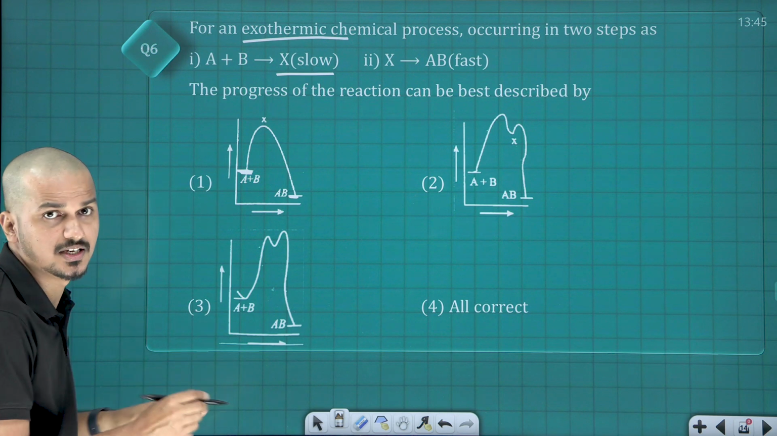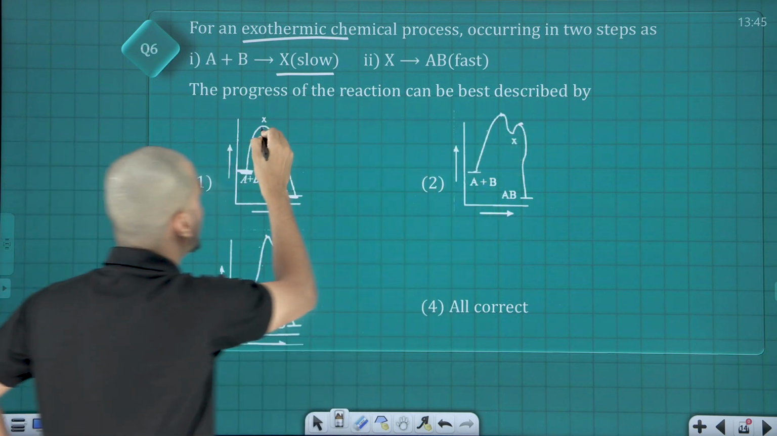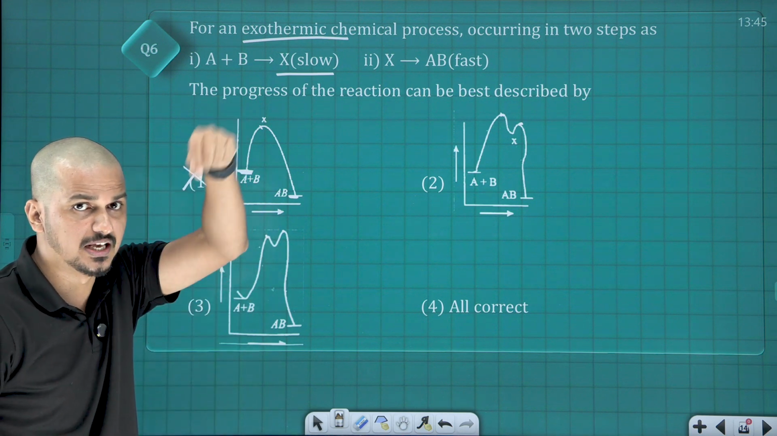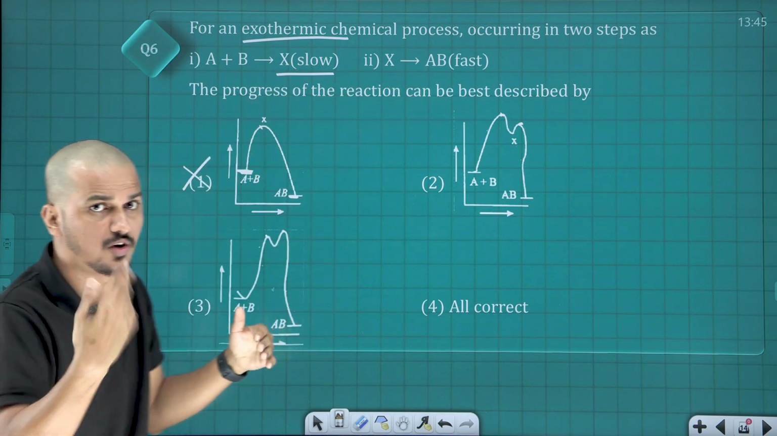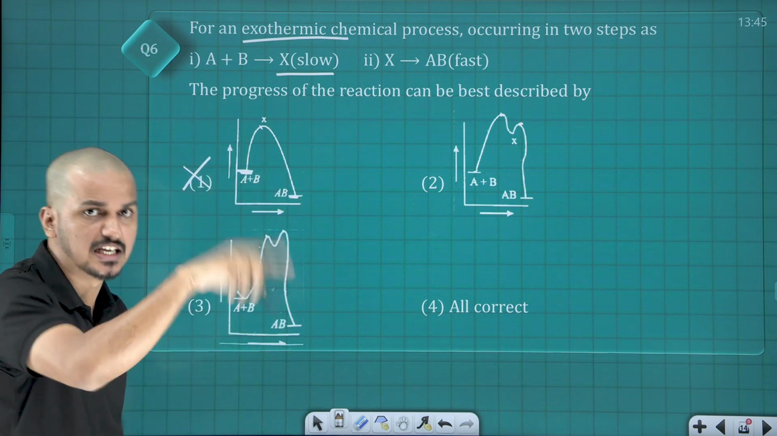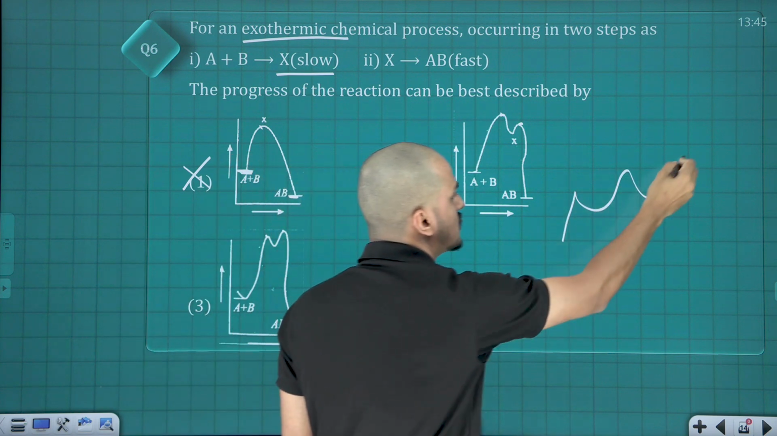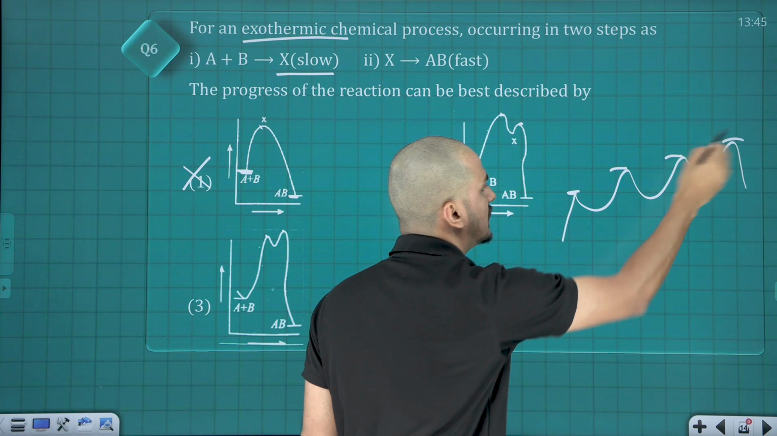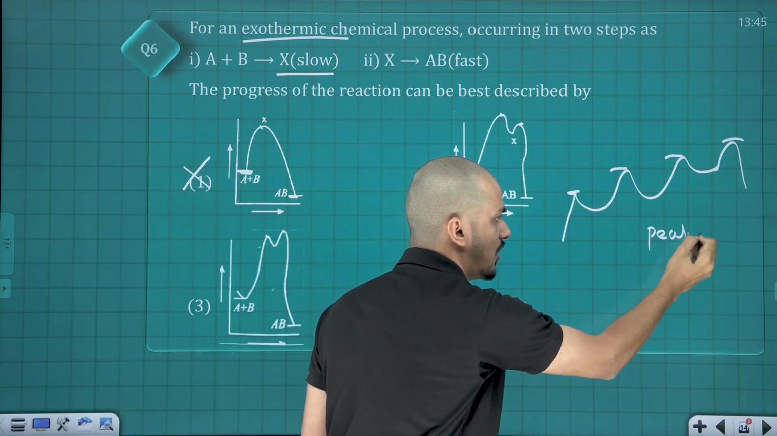Two steps are there, so two peaks should be there. Here there is only one peak, so this is not the answer. Two peaks, with an intermediate stage X, then only they can form the product. Two steps means two peaks, three steps means three peaks, four steps means four peaks. That idea you have to keep in mind.